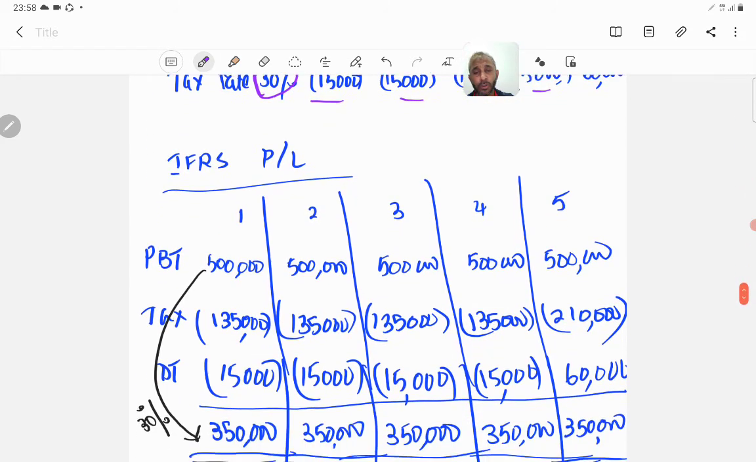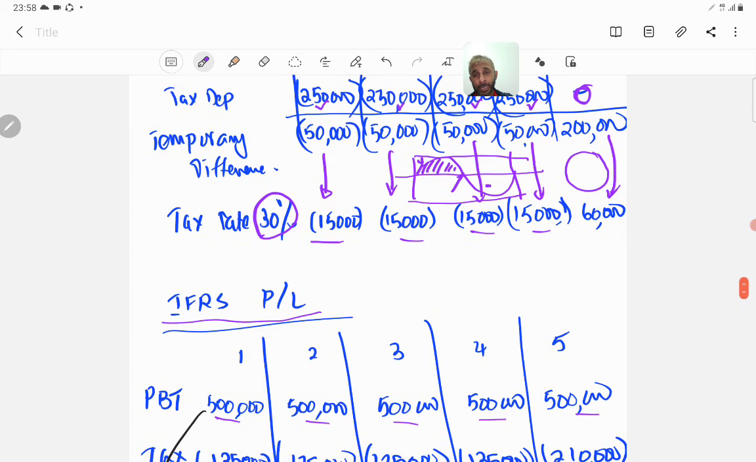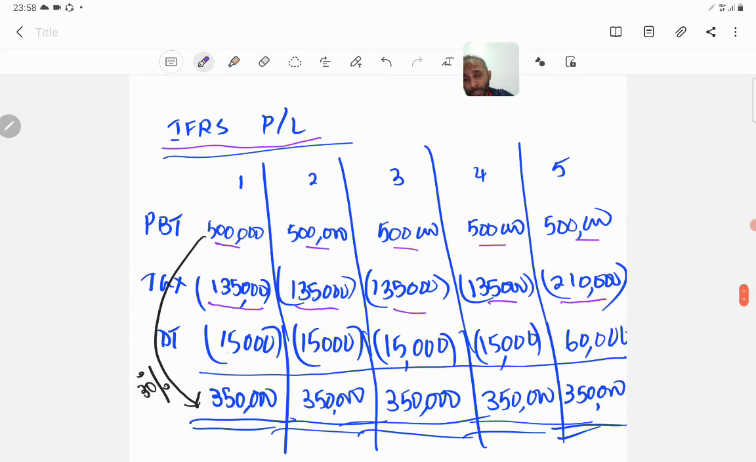So we now go to the IFRS profit and loss account. We will have to prepare the IFRS profit and loss account, and then I have the profit before tax 500, 500, 500, 500. As per the tax authorities' calculation, I have calculated the tax liability 135, 135, 135, and suddenly a boom of 210,000 in year 5. On the other hand, deferred tax. You see my deferred tax, as we calculated here, the same minus I am bringing here. First year 15,000, second year 15,000, third year 15,000, fourth year also 15,000.